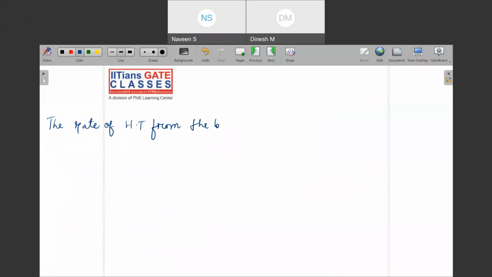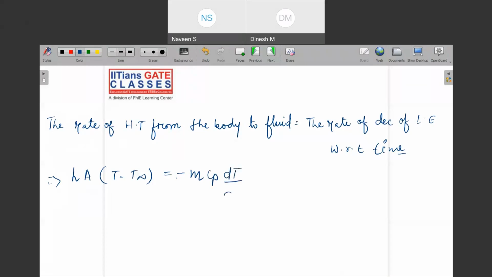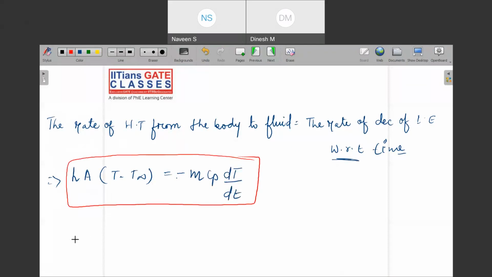So the negative of m Cp into dT with respect to time. That is why I have written dT. So now I know my heat balance equation, or energy balance equation. Now I would take the variables on one side and then integrate. So can I take dt on this side and temperature on this side? So I can write hA, and this mass is nothing but density into volume, and this Cp is anyway there.